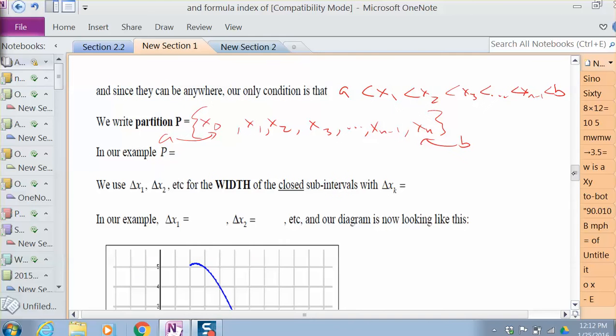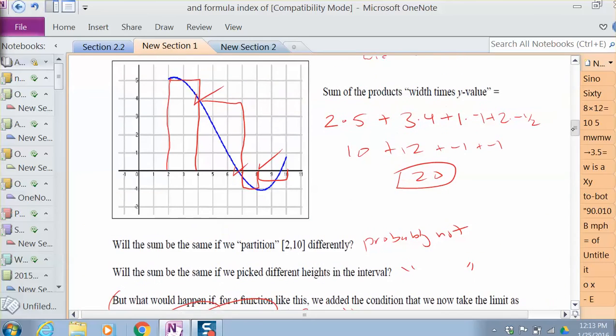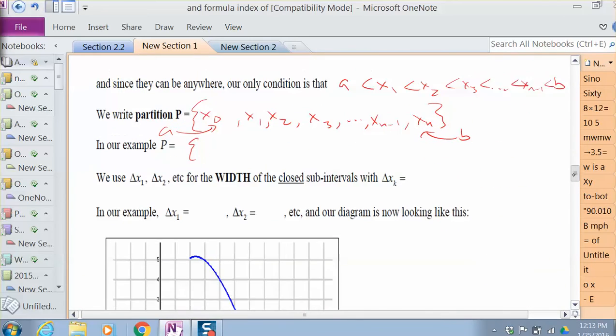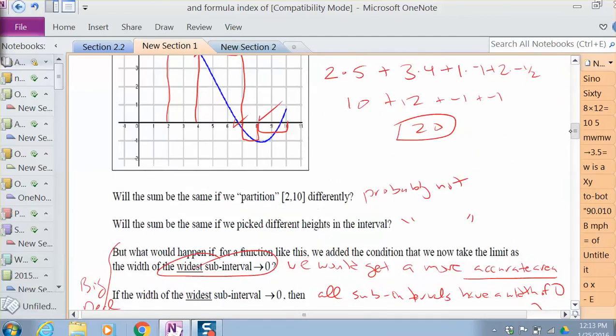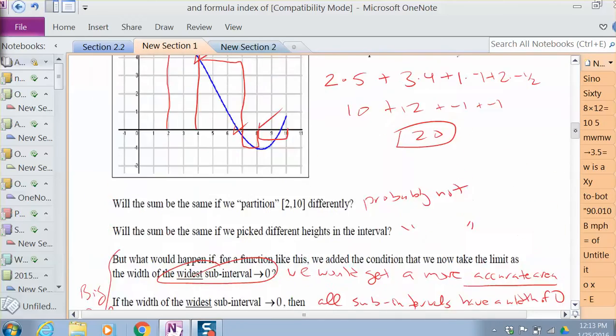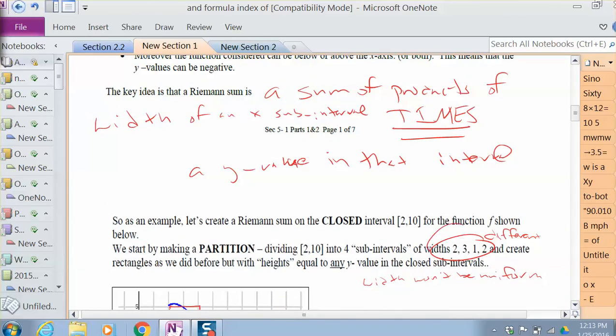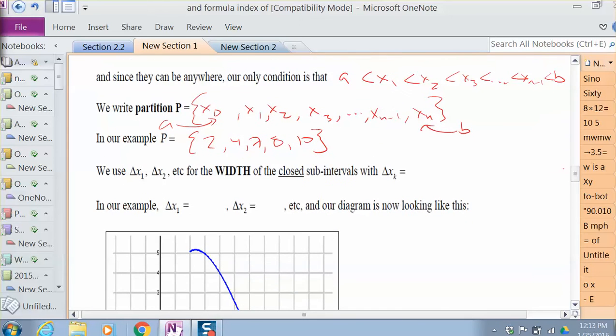We're making our intervals. So for example, the example that we had at the top of page 2, we had 2 and 10 as left and right endpoints respectively, but then in between we have 4, 7, 8. So we have 3 values in between 2 and 10 because we defined our widths to be 2, 3, 1, and 2. Yeah, right here.